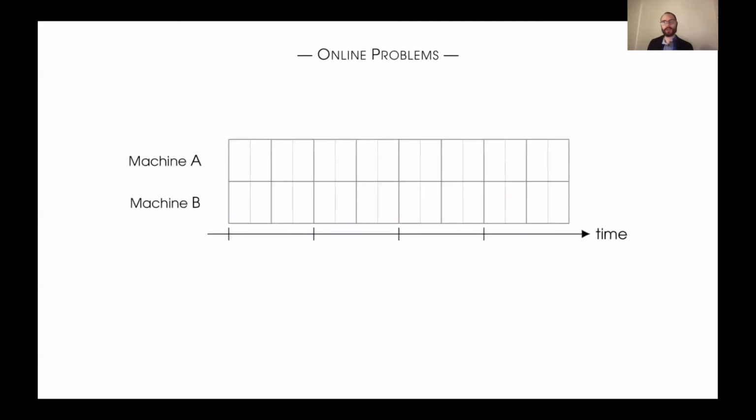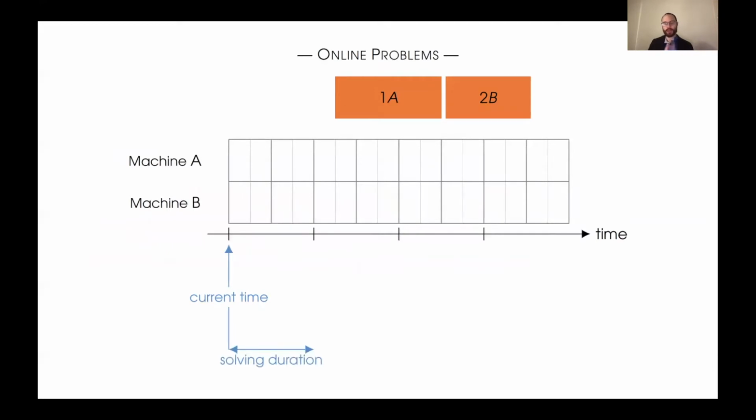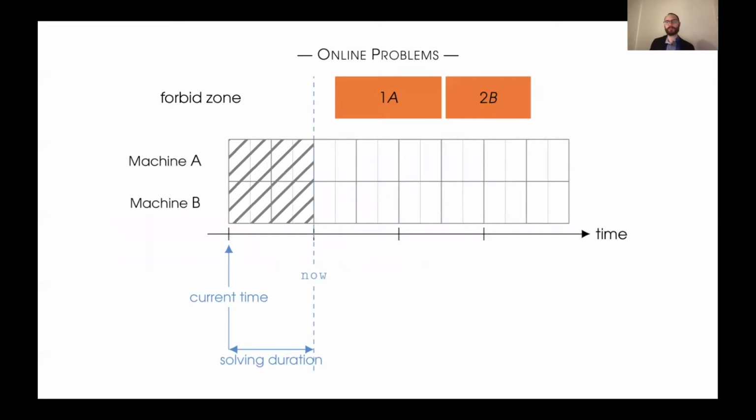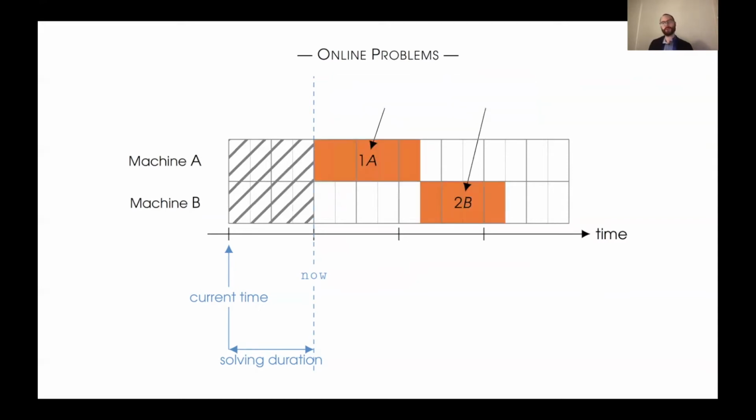Let's look at this online problem once again. In this example, we have these two tasks. We have a current time. And then we allocate some time that we want to solve this problem. This now line here is very, very important because anything before that will refer to the past when we're done solving. So we call that the forbidden zone. We're forbidden. We can't put anything there, right? So when we schedule these 1A and 2B, we need to put them over there.